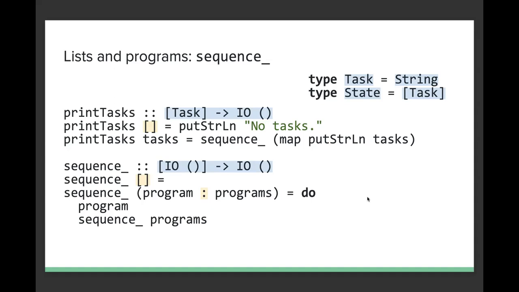So now the question is, what do you do for the empty list? Because what we are supposed to do is to return a program that, well, what should this program do? It should do nothing, right? So how do you do nothing?